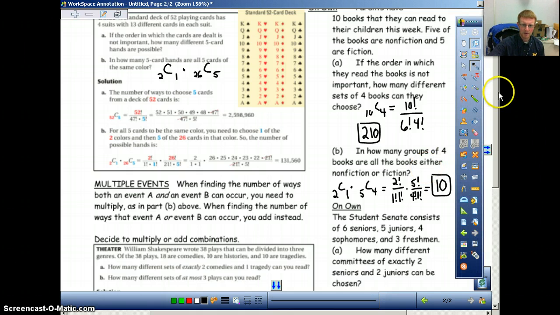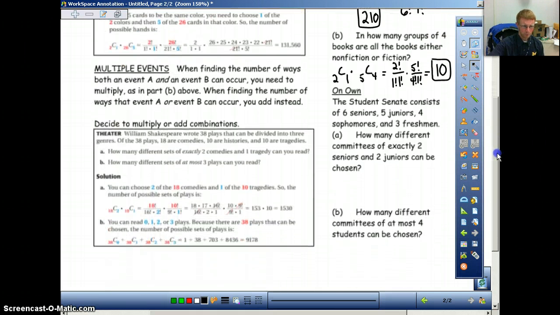Okay, moving on down through the rest of this. Multiple events, which is what we just did in part B above. It says when finding the number of ways both an event A and an event B can happen, you need to multiply, as in part B above. When finding the number of ways that an event A or event B can occur, you add. So this above was an and; both were going to occur. What we need to be able to decide is whether it's an and or an or: one or the other, or both of them.